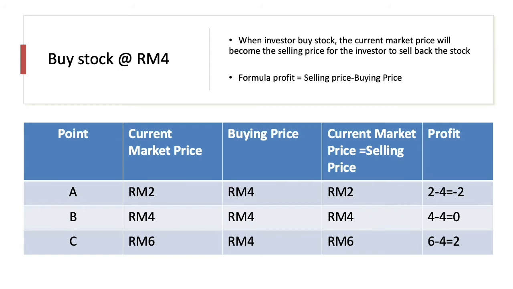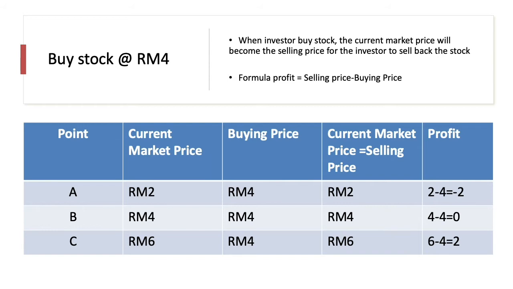So the formula for profit and loss is selling price minus buying price. So 4 minus 4, you get 0. Let's say we assume the price of the share moved to point A, where the current market price is at 2 ringgit. So that 2 ringgit becomes your selling price. So the profit is selling minus buying. You sell at 2 and buy at 4 ringgit, so your profit is negative 2.